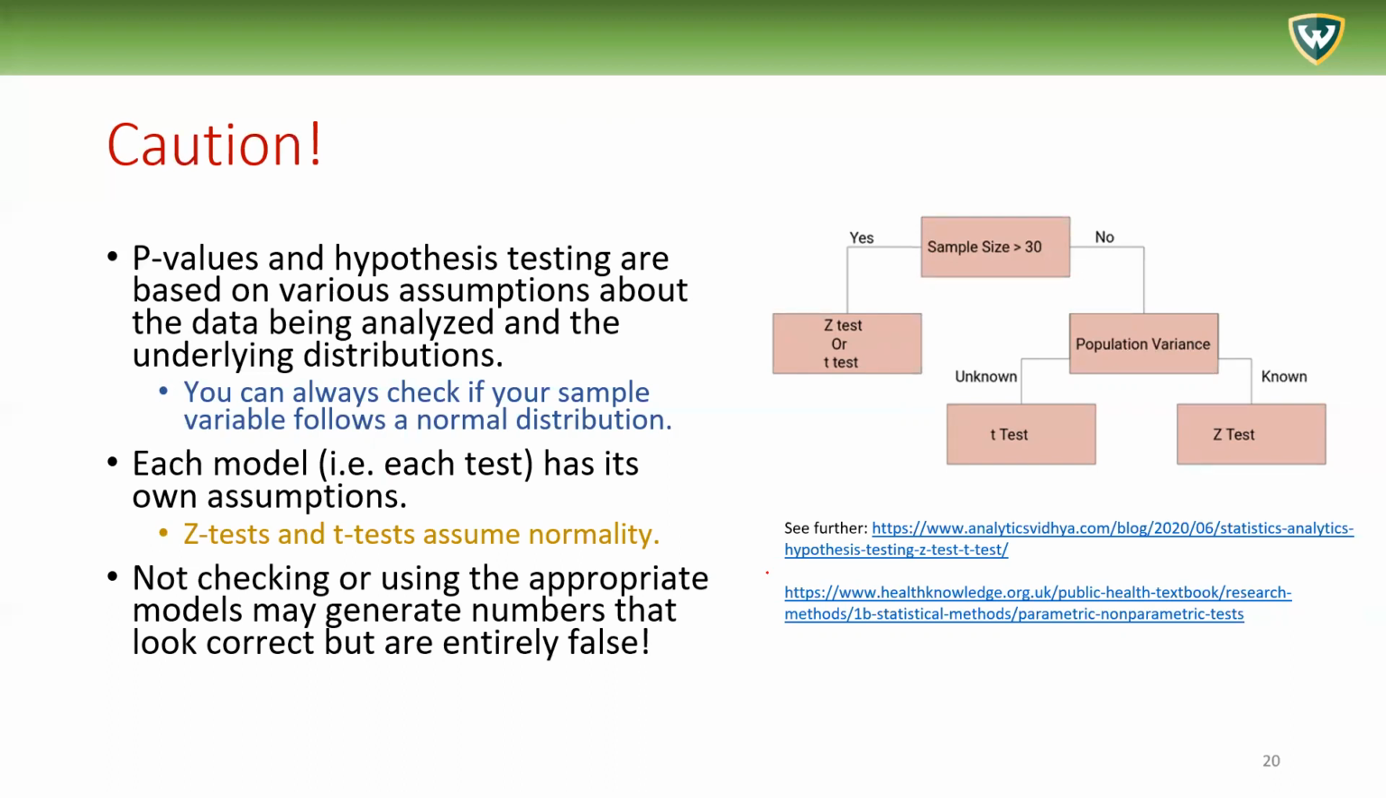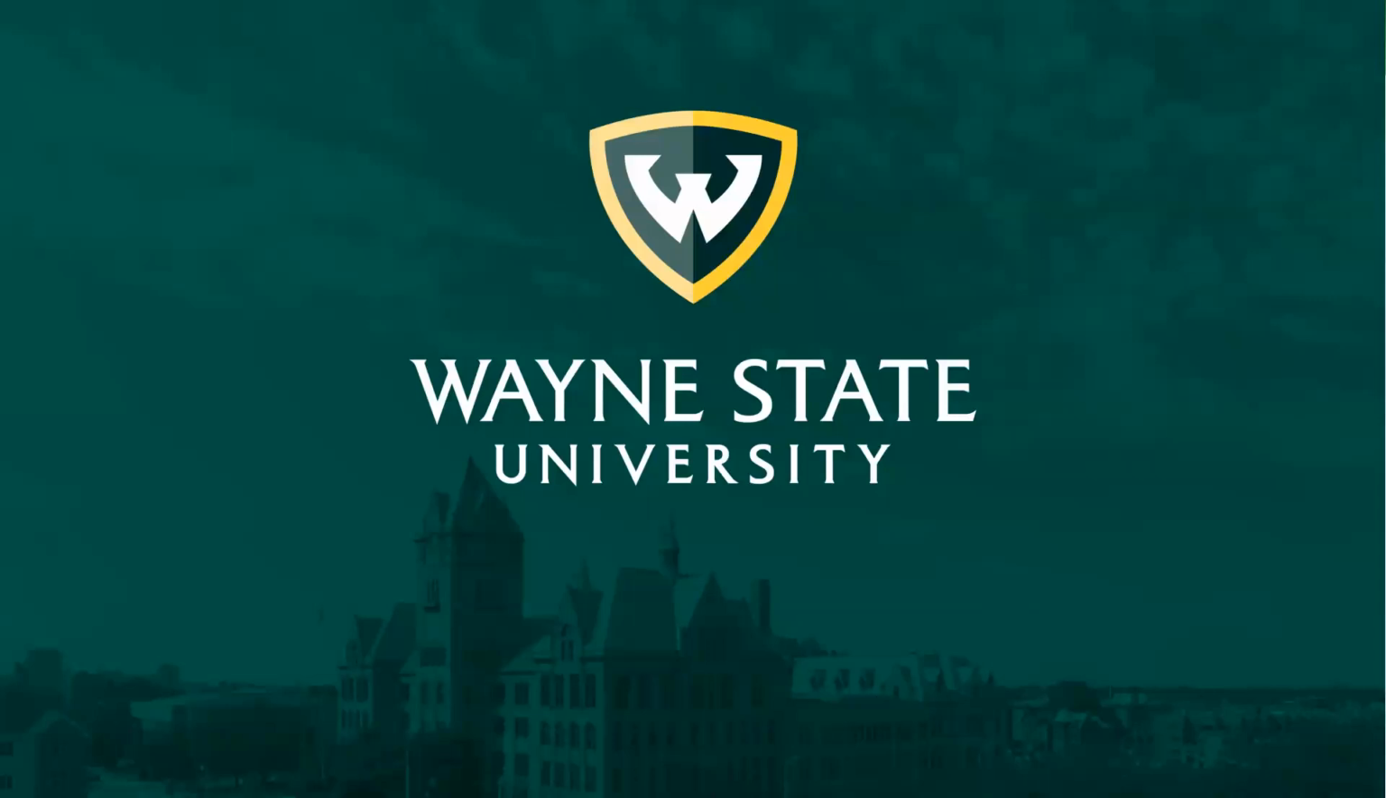But what kind of tests do we use? Well, there are other different tests to use if your data is not normal. But this kind of activity requires a lot of domain knowledge and a lot of statistical knowledge about the assumptions. So not checking or using the appropriate models may generate numbers that look correct. They look like numbers, the functions run, they give you results, but they can be entirely false. So be careful with this work. I highly recommend you look deeper into some of this information. And that's it for this one.